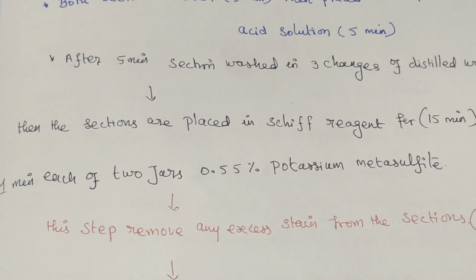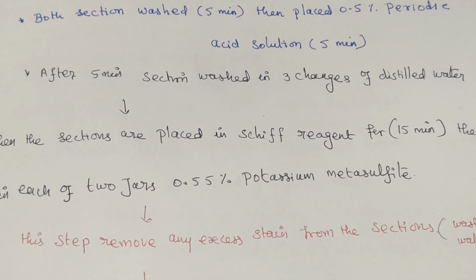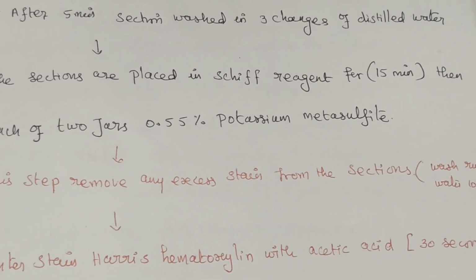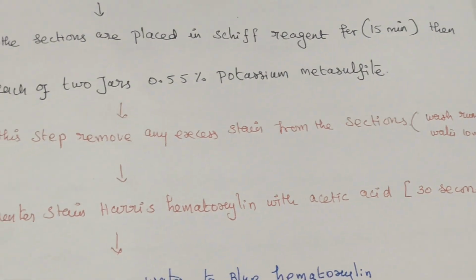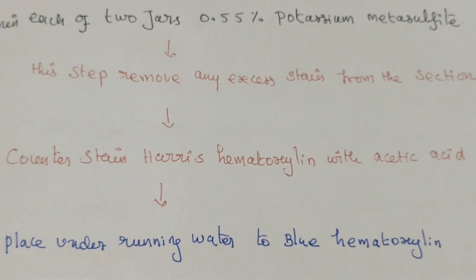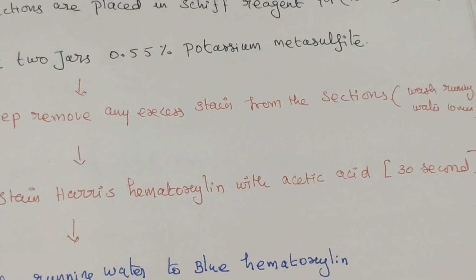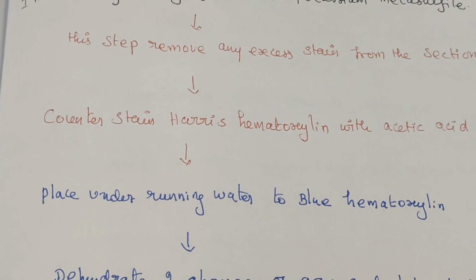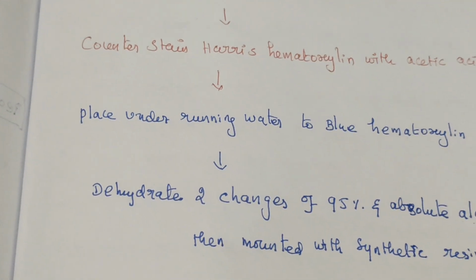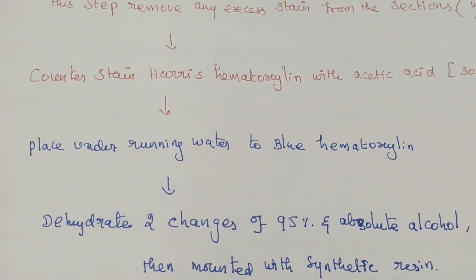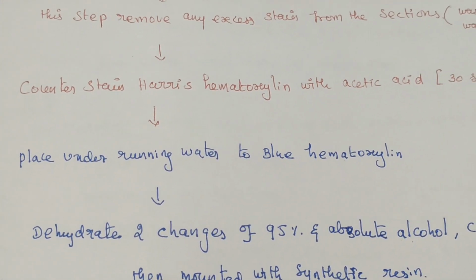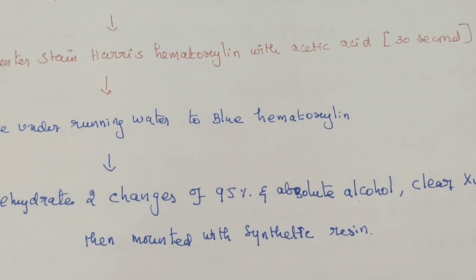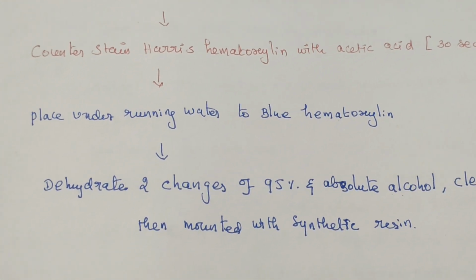Then 1 minute each in 2 jars of 0.55% potassium metabisulfite. These steps remove any excess stain from the section. Then counterstain with Harris hematoxylin with acetic acid for 30 seconds. Place under running water to blue the hematoxylin. Then dehydrate in 2 changes of 95% and absolute alcohol, clear in xylene, then mount with synthetic resin.